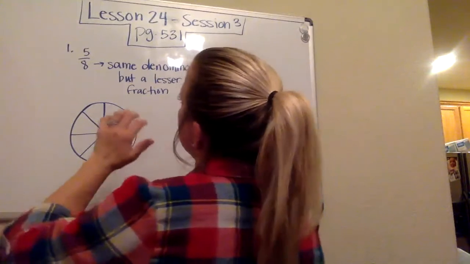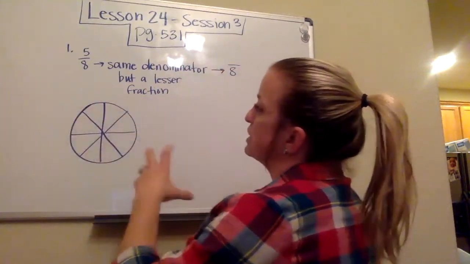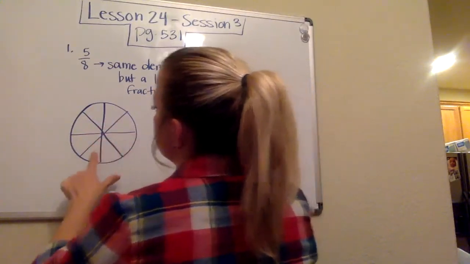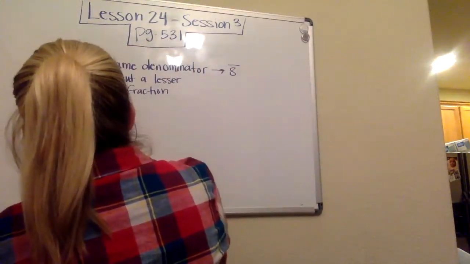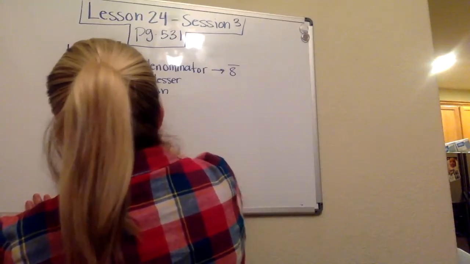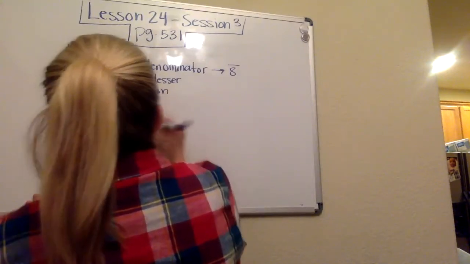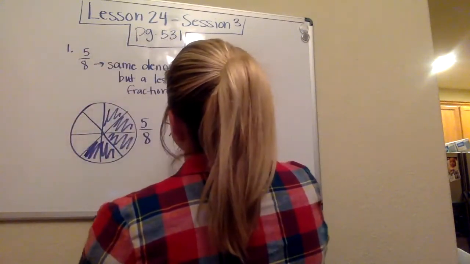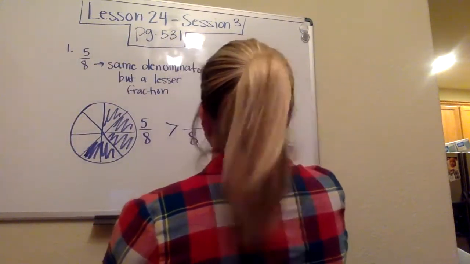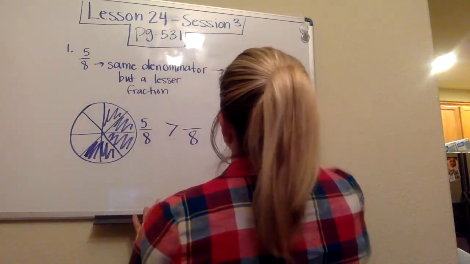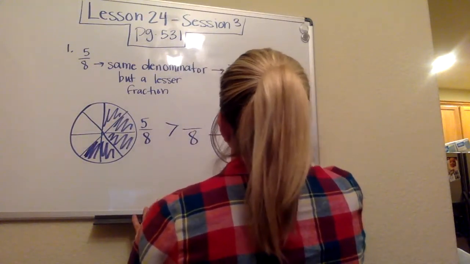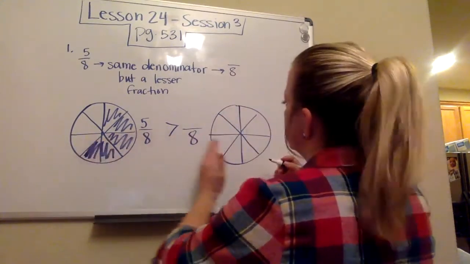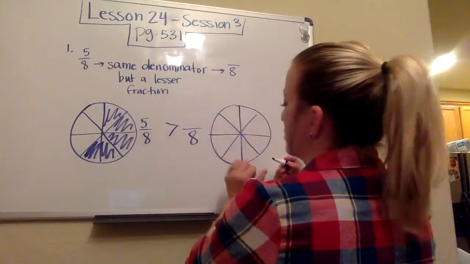So any fraction that's going to be less than, if I have 5/8, it's 1, 2, 3, 4, 5. So this is 5/8. I'm just kind of coloring them in so you can see this is 5/8. And I need something that is less than. So I'm going to draw my circle. I'm going to do 1, 2, 3, and 4 lines. And I know that it's about half and a little bit more.